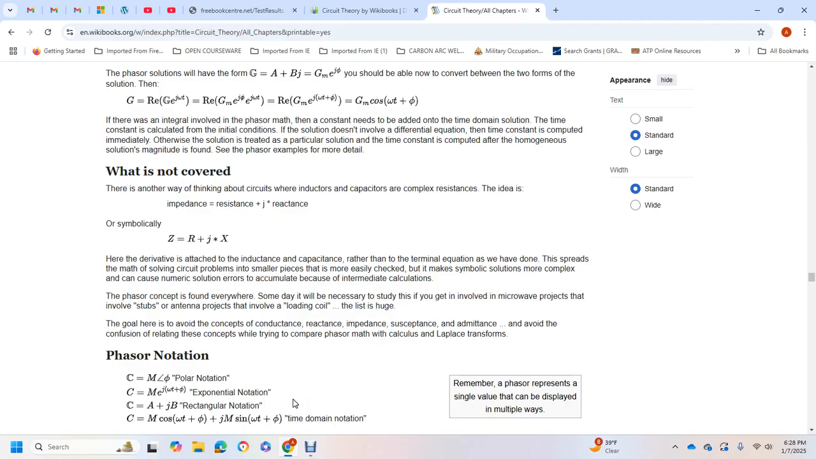We have the time to spread the math and solve the circuit in smaller pieces, which are more easily checked. But it makes symbolic solutions more complex and causes numeric solution error to accumulate because of the intermediate calculations. The phasors concept is found everywhere.